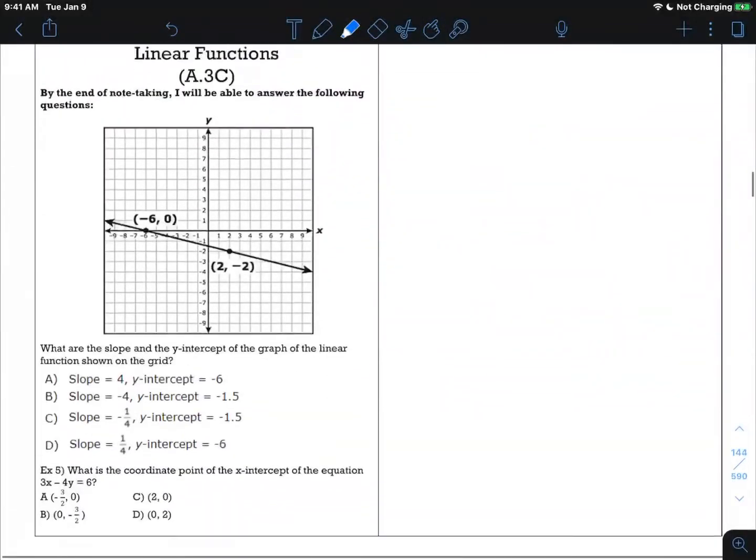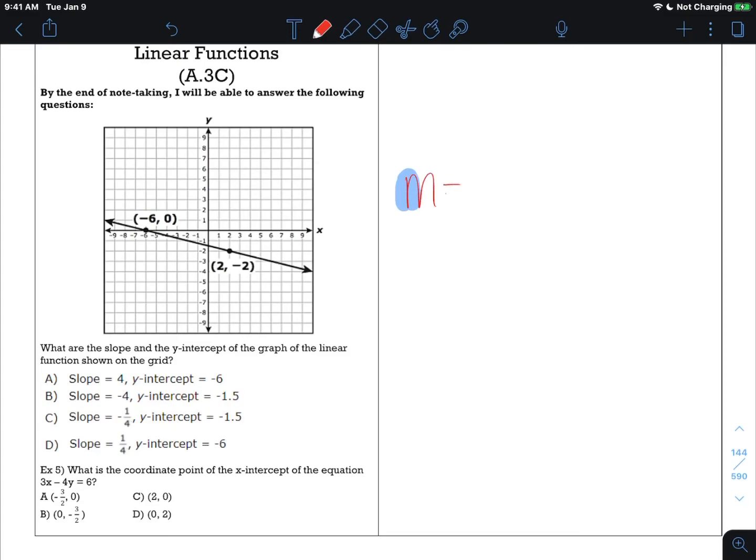I want you guys to go ahead and work on these questions just to make sure that you understand them. Remembering that my slope is change in y over change in x. So for example, here I'm going to go down some number, right some number. My y-intercept is where it touches the y-axis, and my x-intercept is where it touches the x-axis.